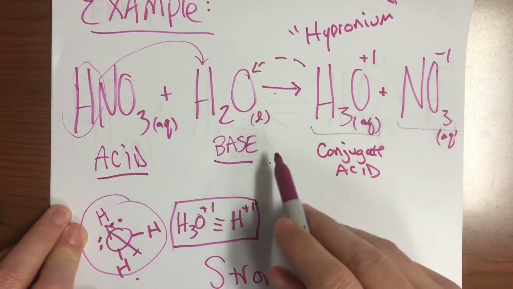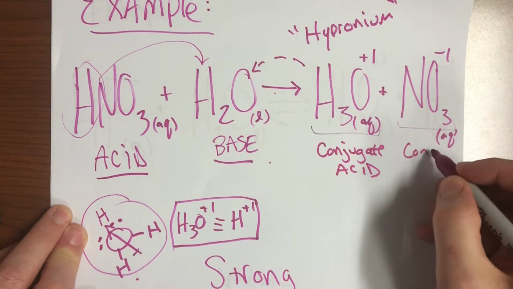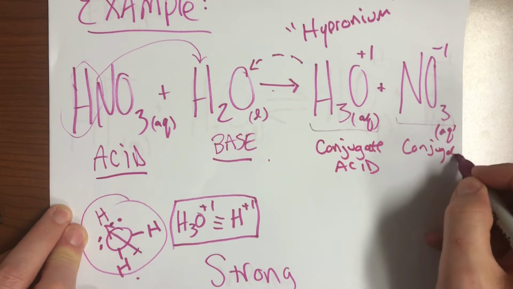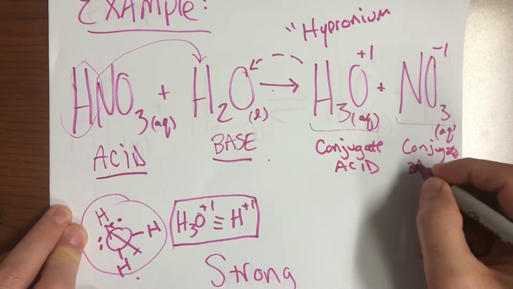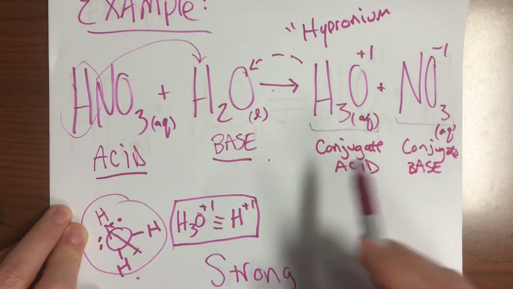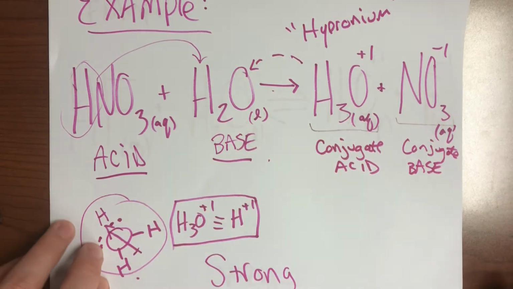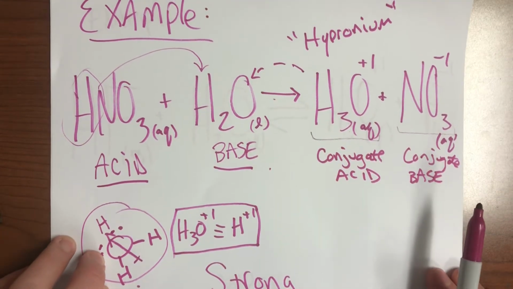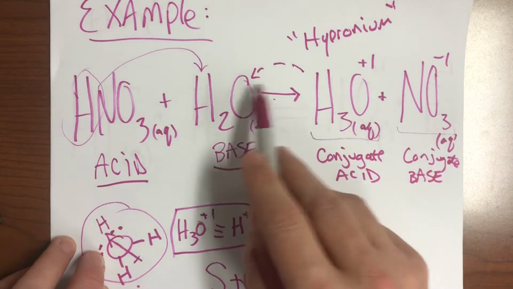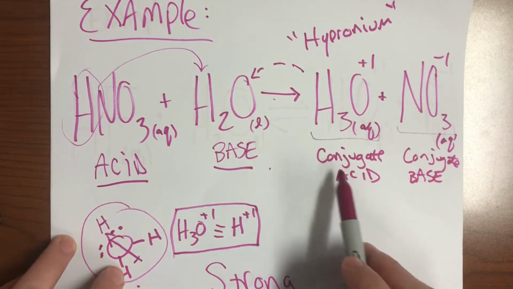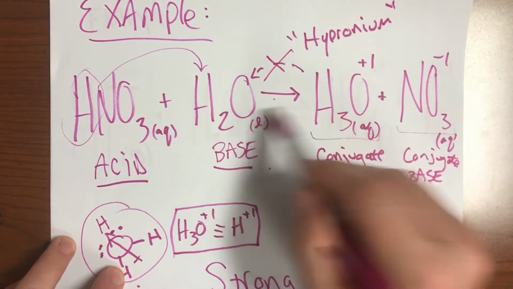And what received it? Well, this did. So this is the conjugate base. Whatever would receive or give protons in the hypothetical reverse reaction, we're going to call those conjugates. Now this reaction, I just got done saying that this only runs forward.